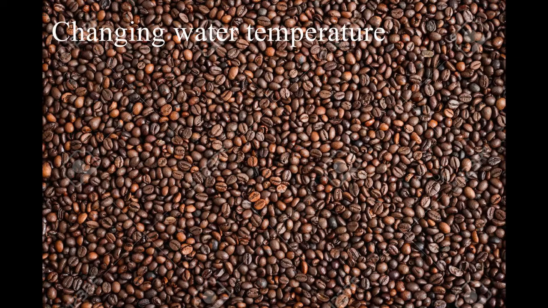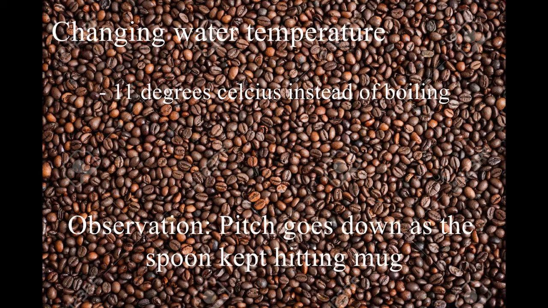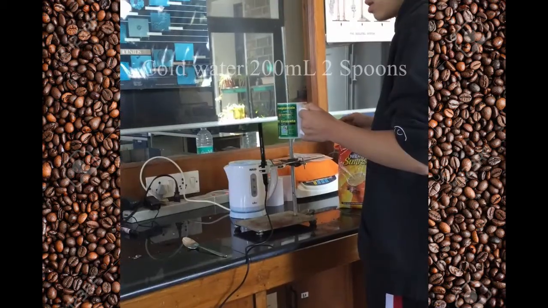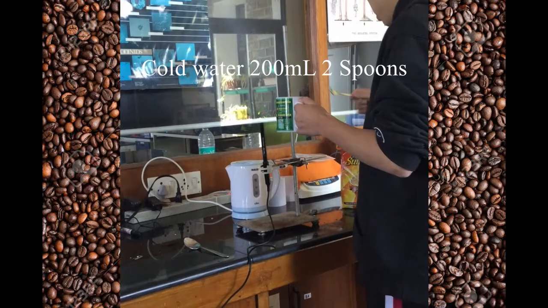Thirdly, we tried cold water, which is around 11 degrees, instead of the hot water we were using. Interestingly, we found out that cold water produces a reverse hot chocolate effect, in which the pitch goes down. Cold water, 2 spoons.